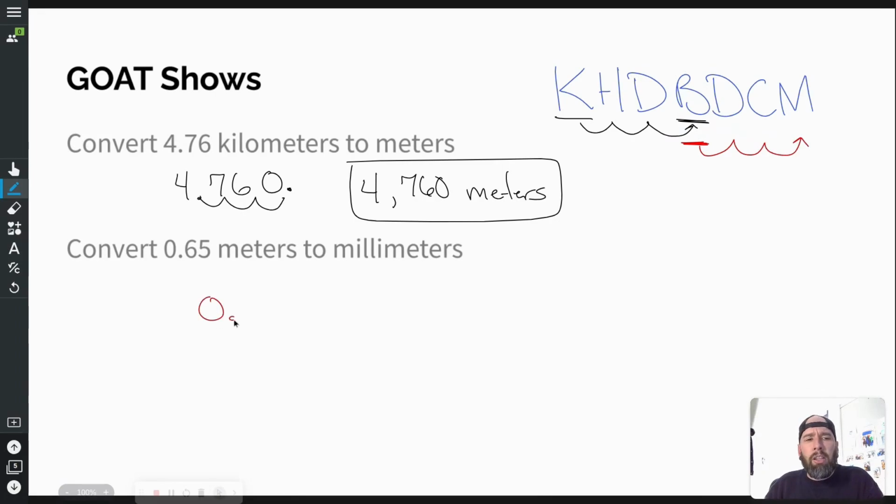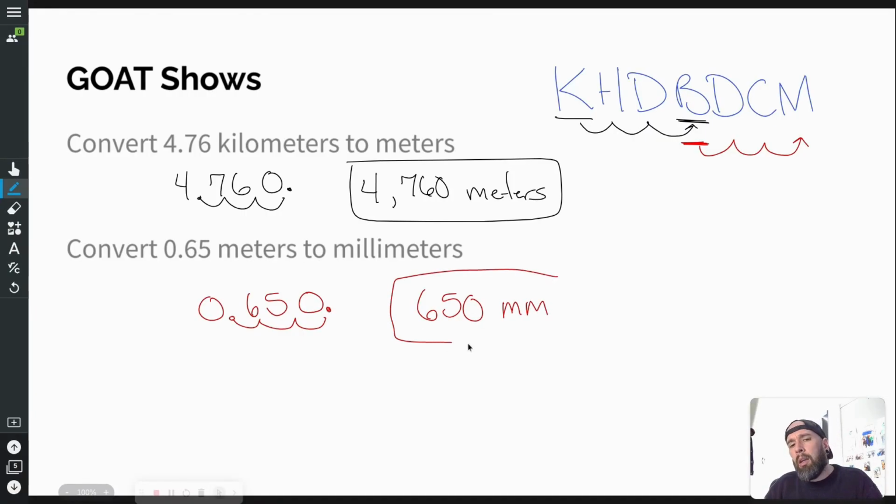So I'm going to write 65 hundredths, and then go to the right 1, 2, 3. Put a decimal where a decimal should be, attach a 0. I don't need that 0 in front, but I do need that 0 at the end. I just don't need the decimal there. So I'm going to write out millimeters as mm because you can, 650 millimeters.